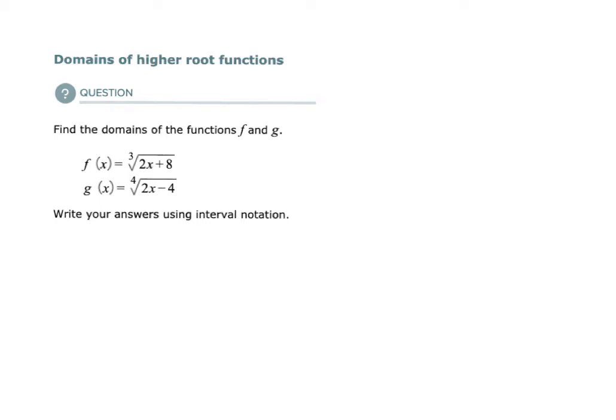In this question, we are trying to find the domains of the following functions. The first function is f of x is equal to the cube root of 2x plus 8. So a few reminders first about vocabulary. Remember that this 3 is called the index. That's why we say this is a cube root. And what you have inside of the radical, the fancy name for that quantity is called the radicand.